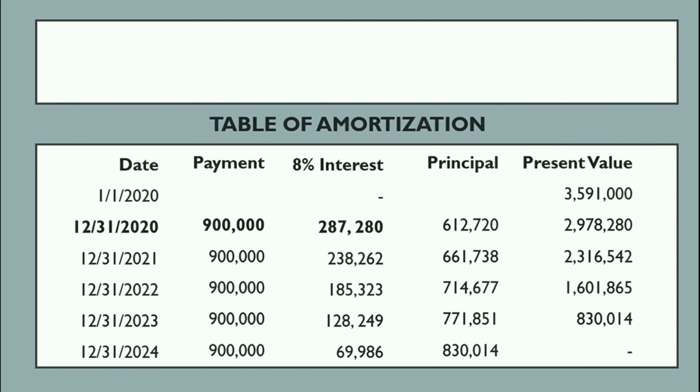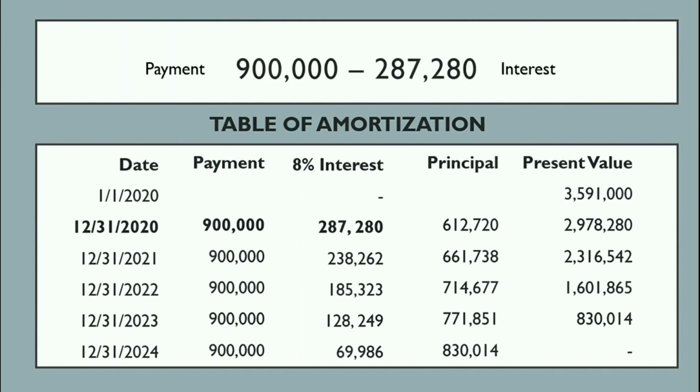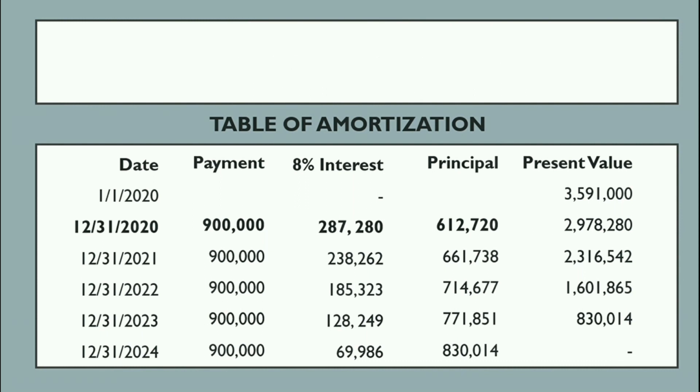To get naman the principal amount, minus mo lang yung interest na na-compute natin sa annual rental payment, which is 900,000 minus 287,280. That will give us 612,720 as the principal.